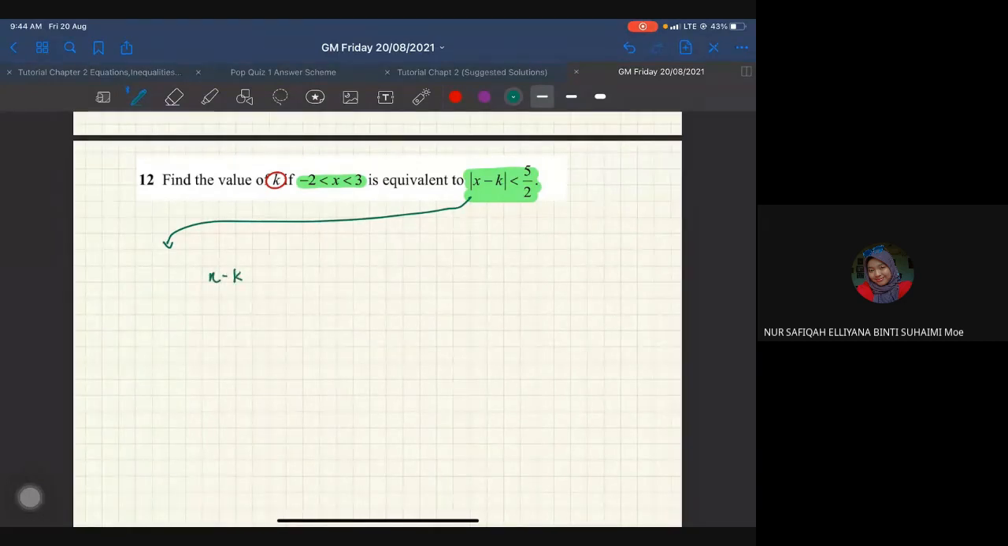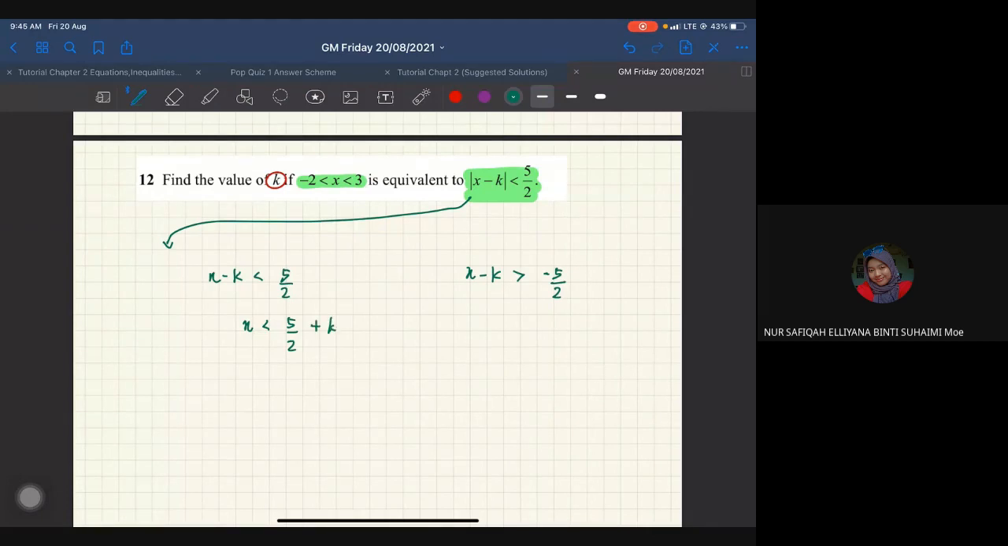Okay, so you will have to bring k to the right hand side. So kita akan ada x is less than 5/2 plus k. Okay, and then untuk yang belah kanan awak akan ada x greater than negative 5/2 plus k. Okay, dah siap.